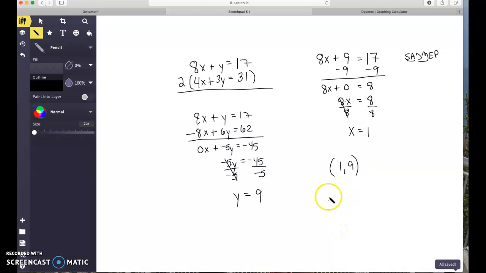Of course, I always want to go back and check my work by plugging back in. I'm going to grab that second equation there, 4 times 1 plus 3 times 9 equals 31. I plugged in the 1 for my x, and the 9 got plugged in for my y. 4 times 1 is 4. 3 times 9 is 27, equals 31. 4 plus 27 is 31. 31 is equal to 31, and huzzah! 1, 9 is our solution.